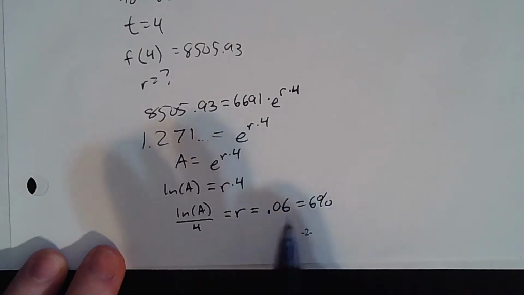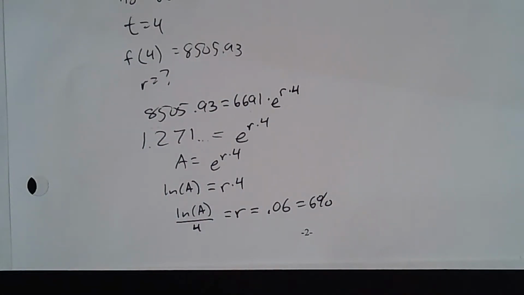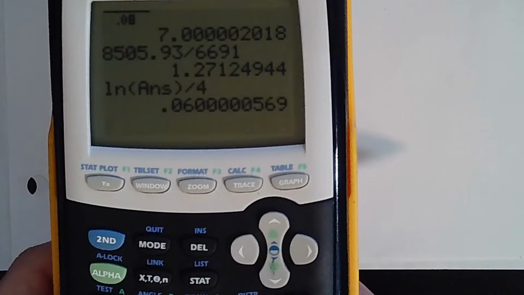Either one of these is full credit for me, by the way. I don't care if you write 0.06 or if you write 6%. Both are going to work out for me. And what I typed in the calculator is right there, you get that 0.06.